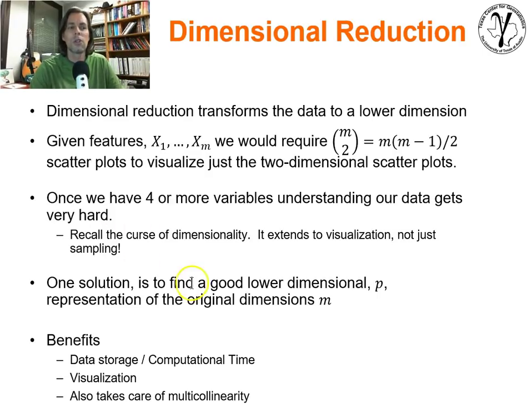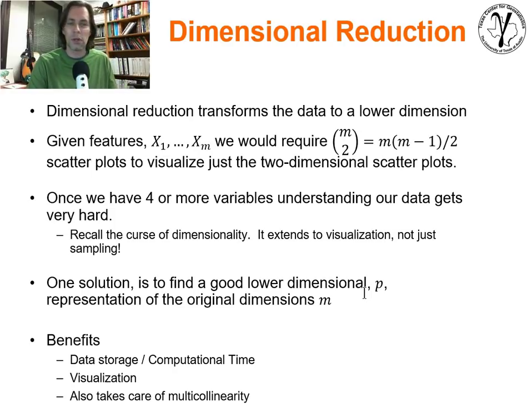One solution, go to a lower dimensionality, p, where p is less than m, where m was the original number of variables. What's the benefit? Data storage and computational time. If you have a database with 6 variables and you can cut it down to 3 dimensions or project it to 3 independent variables, that right there will cut your data size in half. Your load times, your write times, everything's faster.